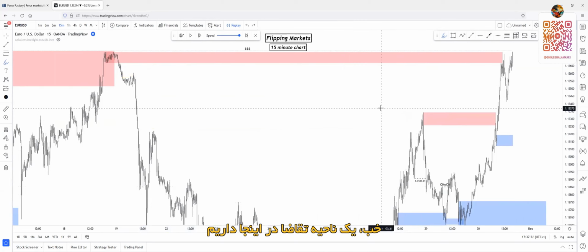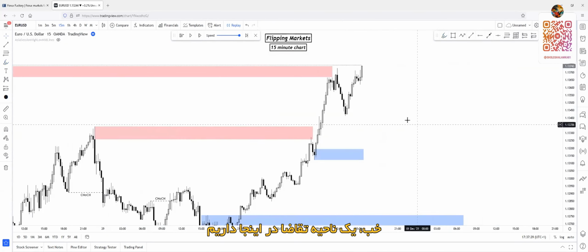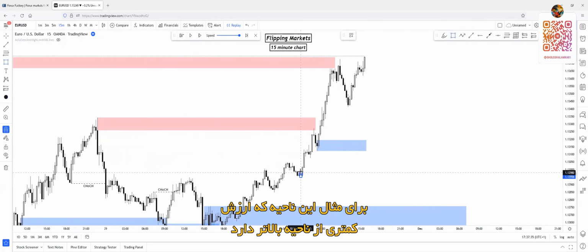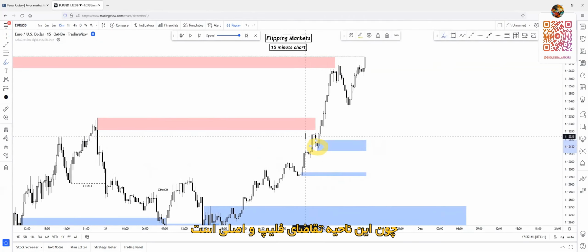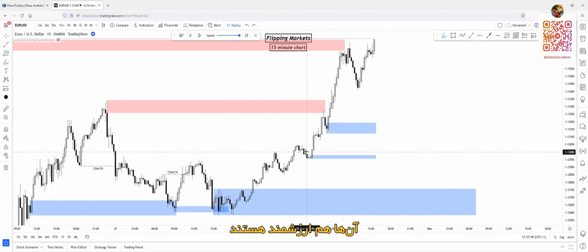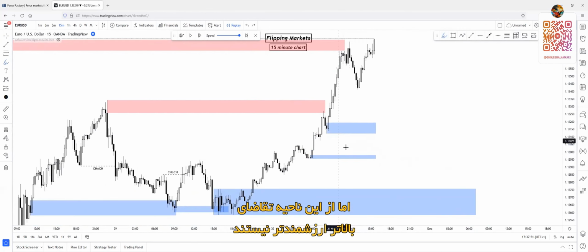So yeah, we have this demand zone right here. And below this demand zone, we can find several demand zones. For example, this one, but this isn't as valuable as this one because this is the flip zone. This is the major demand zone. These demand zones just broke structure to the upside with inefficient push. Of course, they are valuable. They also swept some liquidity from this region. They are valuable, but not as valuable as this one.